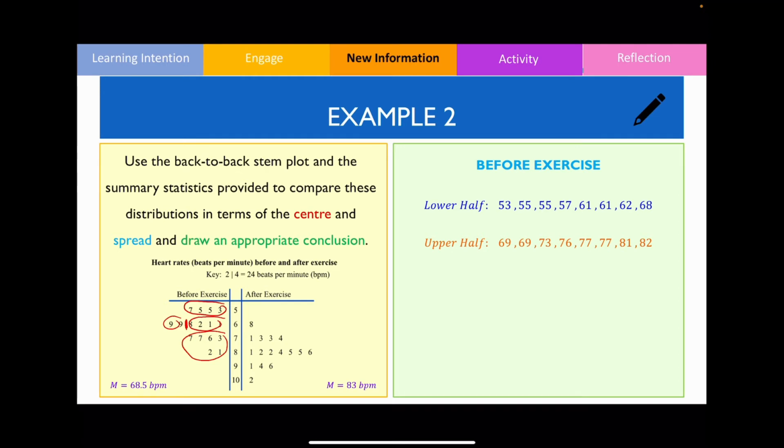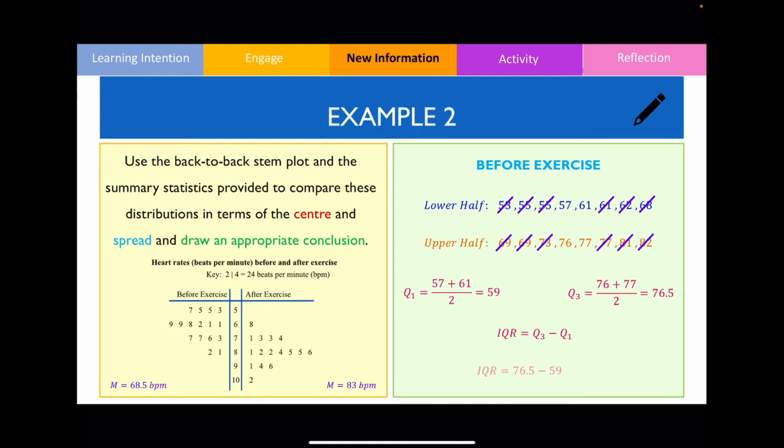So to find out the value of Q1, I need to find out the median of the lower half. And in this case over here, it can be found by finding the midway value between 57 and 61, which is therefore equal to 59 in this case. And to find out Q3, I need to find out the median of the upper half. And if you do this, you'll get an answer of 76.5. With these values, I can now calculate my IQR, so therefore my answer is going to be equal to 17.5.